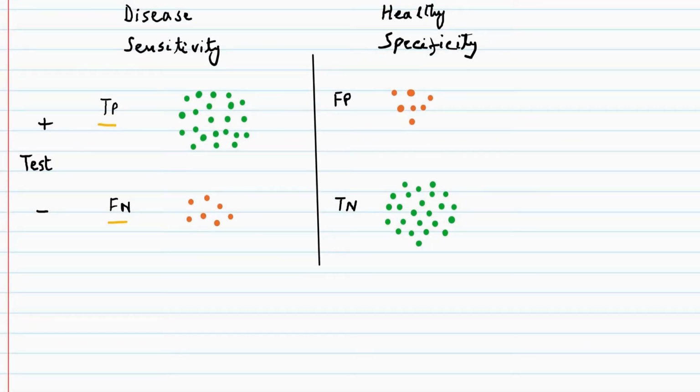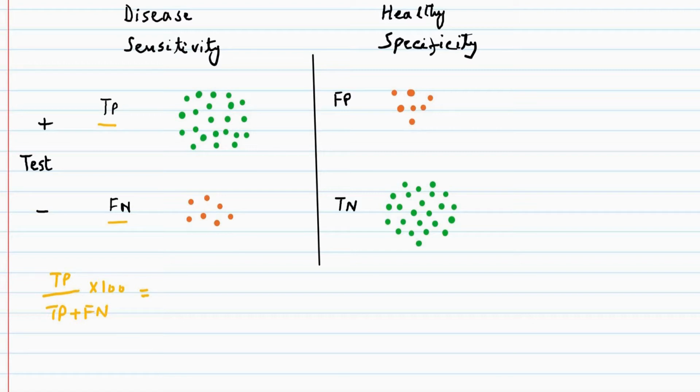The formula to calculate sensitivity is true positive divided by all people in this group, that is true positive plus false negative, and multiplying it with 100 will give us results in percentage.